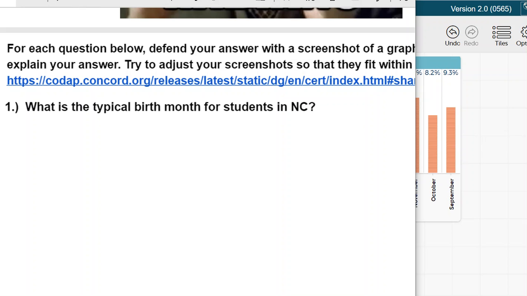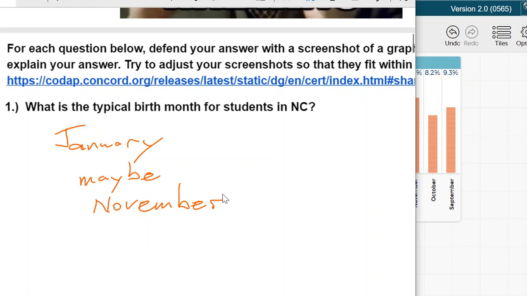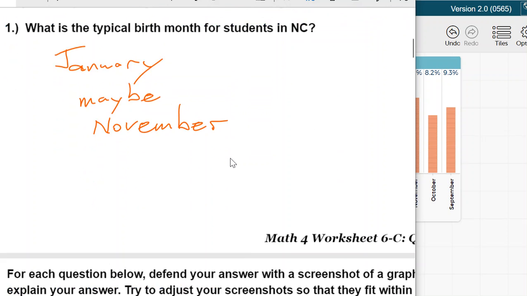So anyway, typical birth month we're going to say is, we're going to start with January, and maybe November. Those were the two leading candidates. You had 12 and 11%, so that should be enough for number one.